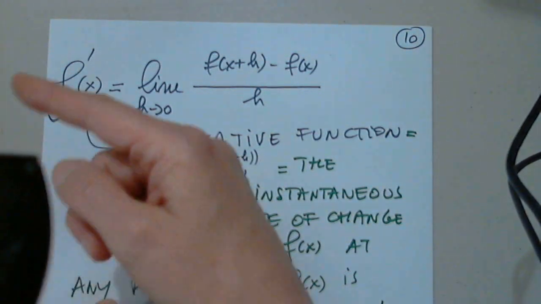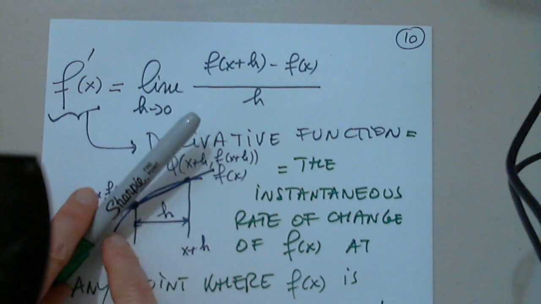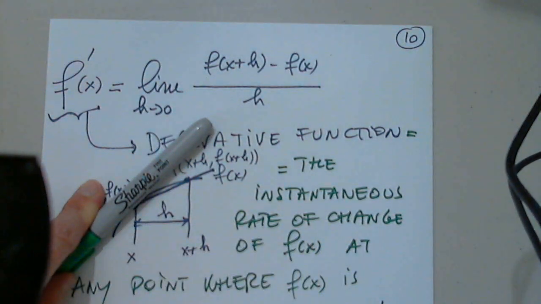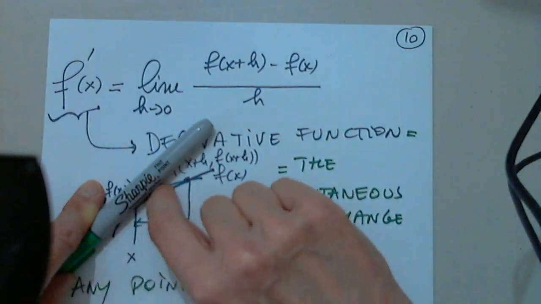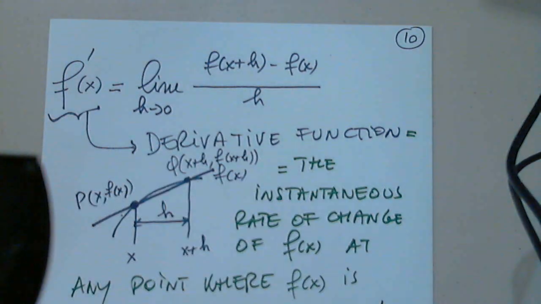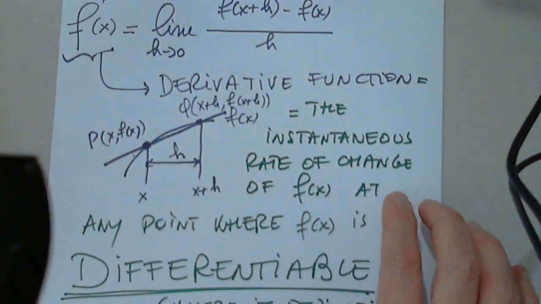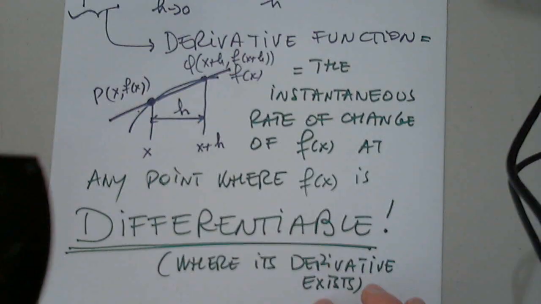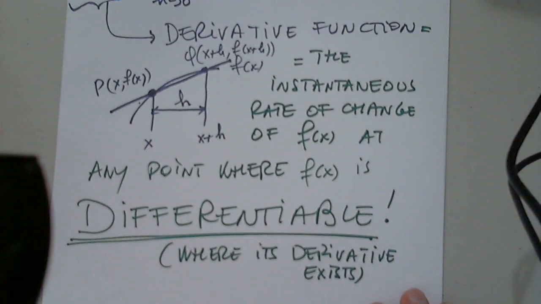the distance function and we differentiate it, then I will be able to give you the slope of the tangent line at that point. The instantaneous rate of change, the instantaneous velocity, or the slope of the tangent line. So the instantaneous rate of change at any point where f of x is differentiable, it has a derivative. And now wait a minute.